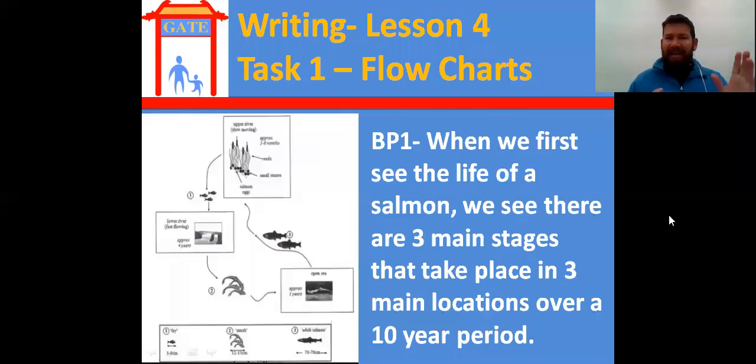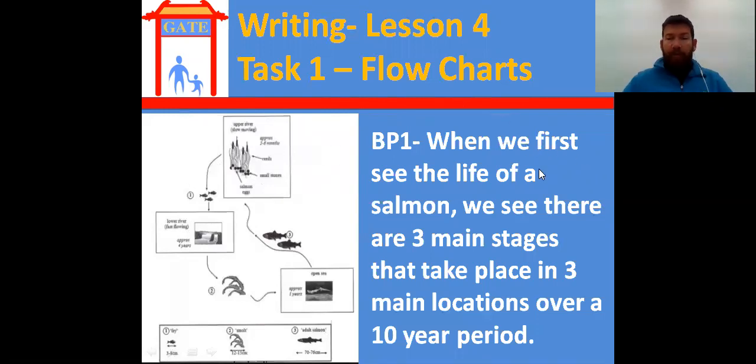Let's look at a flow chart about a life cycle. Again, I'm going to say this many times when we're looking at graphs. Please do not worry about the words that you cannot see. This is not about you understanding this particular flow chart. You will never see this flow chart in the IELTS test because it's an old one. Okay, so don't worry about that. I will say the words you need to know.